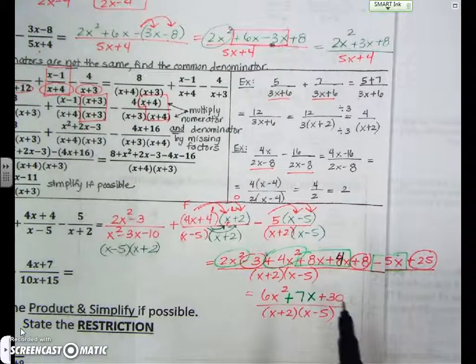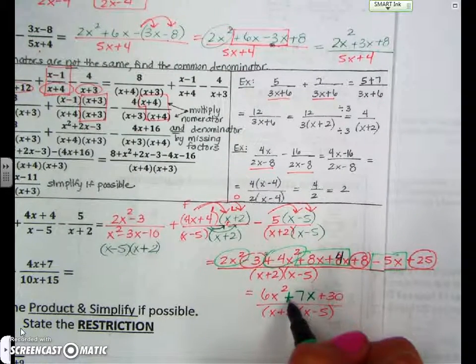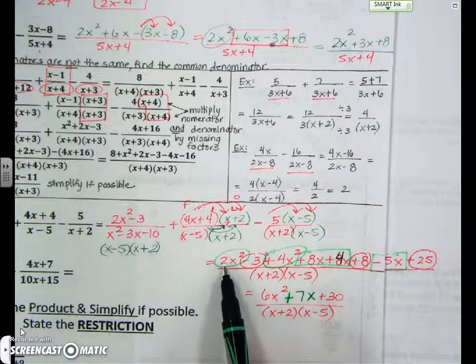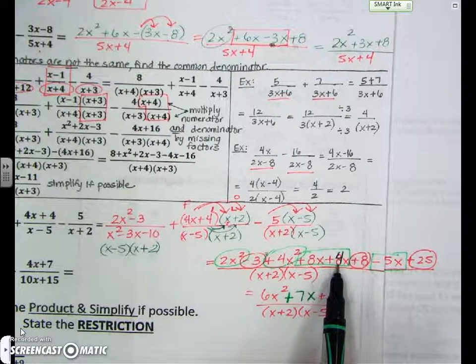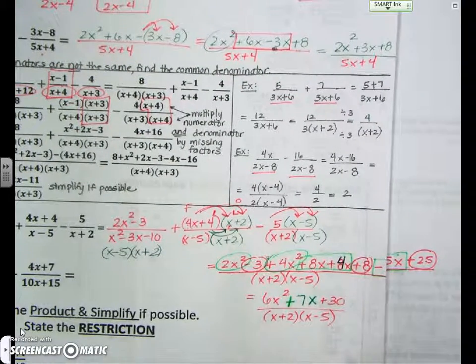Okay, just small correction. This should be a plus 7x. When you add 8x plus 4x, you get 12x minus 5x gives you a positive 7x. Okay, this is combining everything that you've learned. Okay, it is combining factoring, it's combining common denominators, FOILing, and adding and subtracting like terms.